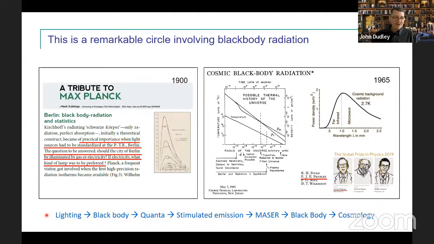For example, the timeline looks something like this. In Berlin, you start to study the properties of gas lights and electric lights. You measure a black body spectrum. This leads to quantum mechanics. This leads Einstein to propose stimulated emission as an amplification mechanism. This leads to the development of the maser. This leads to the measurement of another black body spectrum, but this time the black body spectrum of the Big Bang. And this leads to a completely new vision of our place in the universe. There's no way that you can predict from measuring a gas lamp that you're going to revolutionize the theory of the universe, but this is what happened.